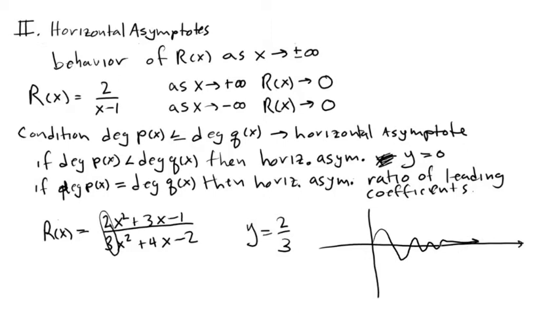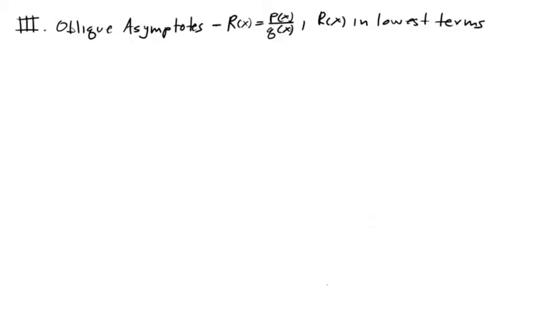Alright, so there's a point after which this function becomes asymptotic to the x-axis. That is one difference between horizontal asymptotes and vertical asymptotes. So let's move on to our third type here, which are called oblique asymptotes.